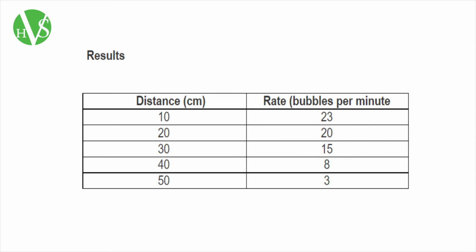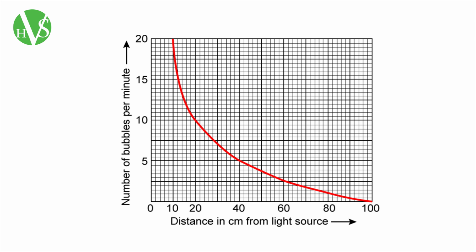So you'll find that the number of bubbles that you get per minute decreases as you get away from the light source. So the closer you are to the light source, the more bubbles, and the further away you are from the light source, the fewer. You can then put these results into a table, and you can then translate this table into a graph. You can put the number of bubbles on the y-axis, and you can put the distance of the plant from the light source on the x-axis.